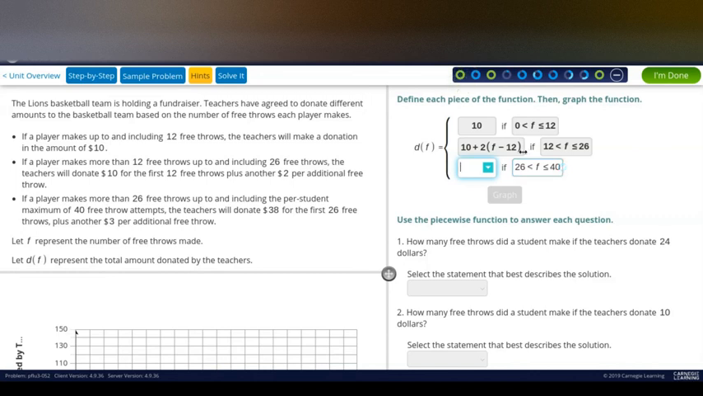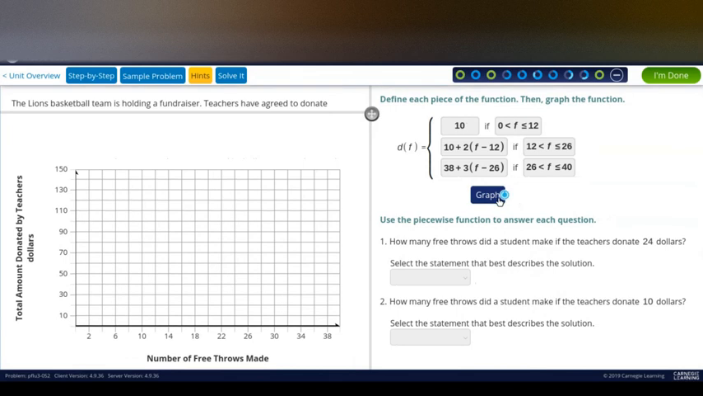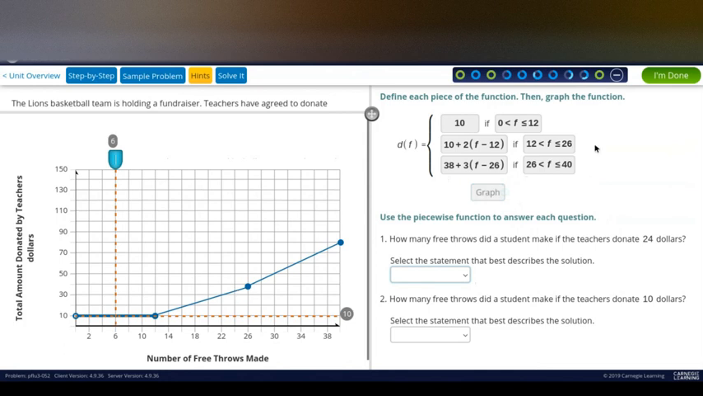Then next, we are going to write our equation, which is the teachers will donate $38 for the first 26, plus an additional $3 per extra free throw. So we're going to start with $38 plus $3 for every free throw after 26. A little complicated there, right? So now we're going to drag this up here and start our graph. So we are going to be looking at these 3 chunks. Each of these pieces corresponds or links to one of our 3 equations.